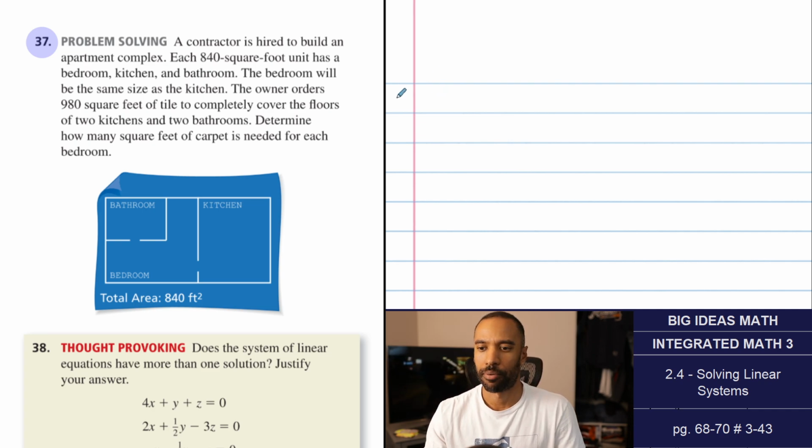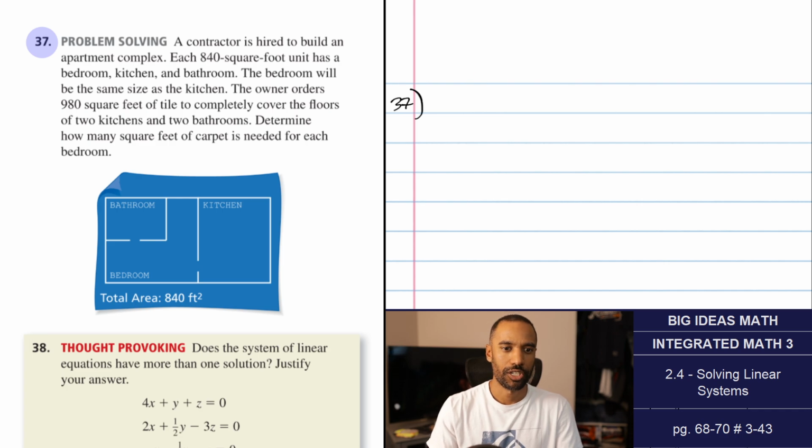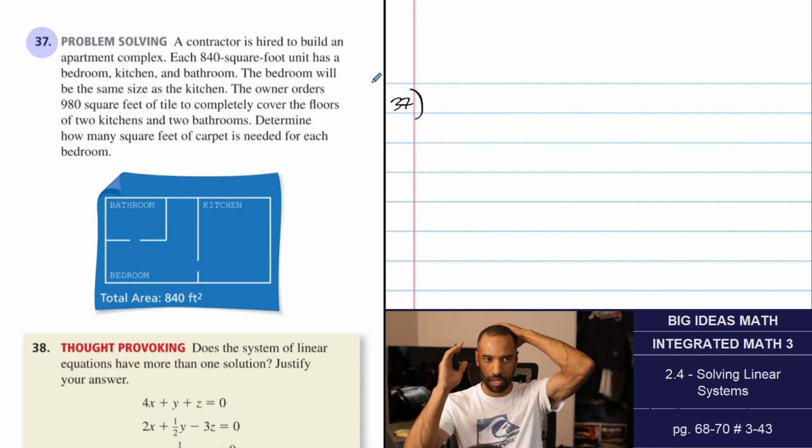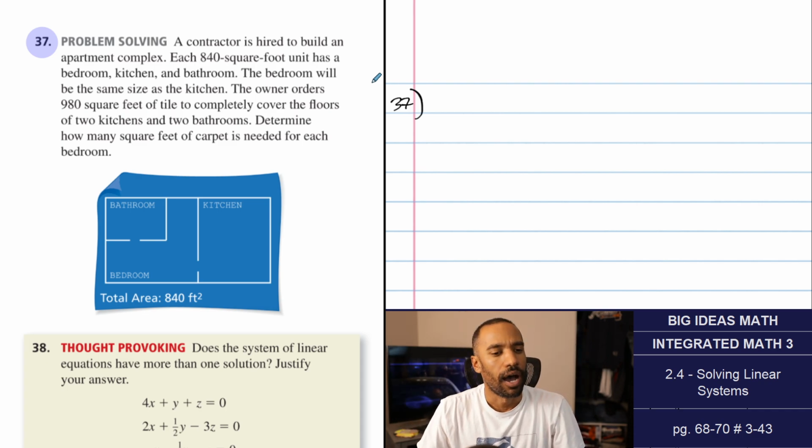All right, number 37 on problem solving. A contractor is hired to build an apartment complex. Each 840 square foot unit has a bedroom, kitchen, and bathroom. All right, so bedroom, bathroom, kitchen. Okay, the bedroom will be the same size as the kitchen. I don't know if we're doing length times width stuff here. The owner orders 980 square foot of tile to completely cover the floors of 2 kitchens and 2 bathrooms. Determine how many square feet of carpet is needed for each bedroom.